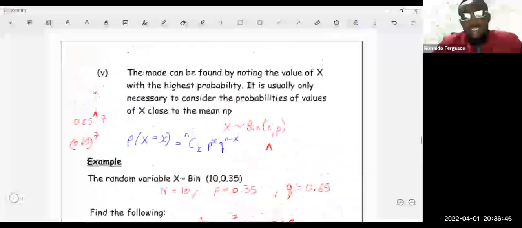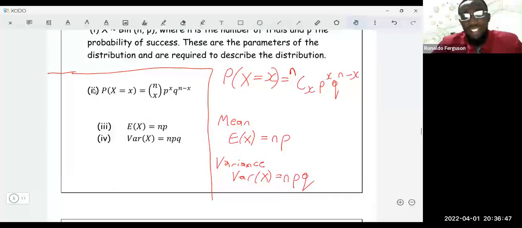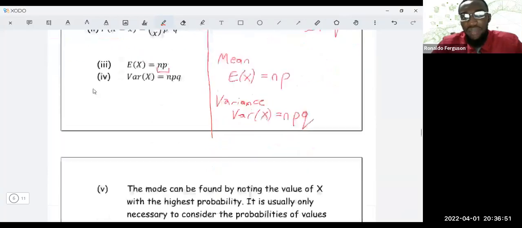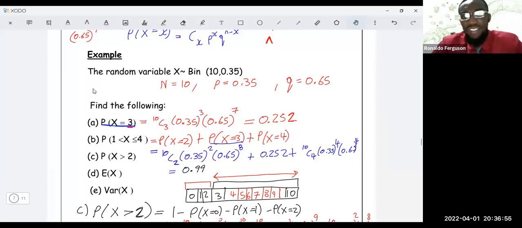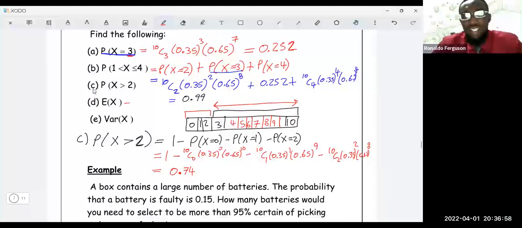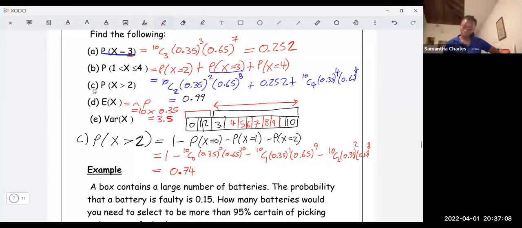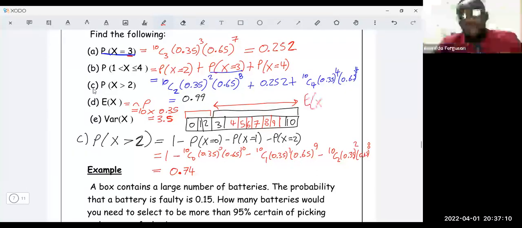Now I want you to always remember the formula for E of X. E of X is just N times P, all right? So in this case, N is 10 and P is 0.35. So E of X would be N times P, which is 10 times 0.35, which is 3.5. That's going to be the mean, all right? E of X equals 3.5.